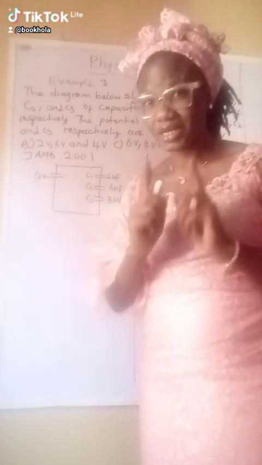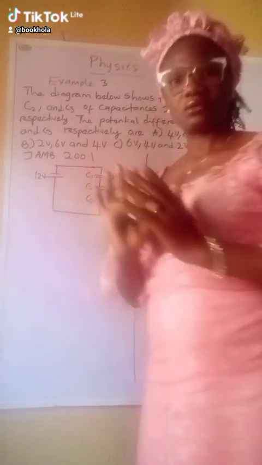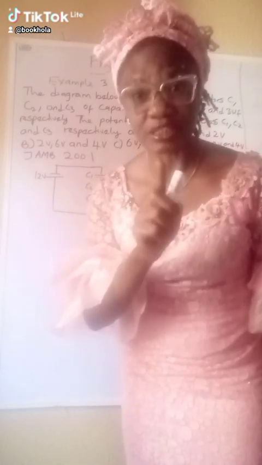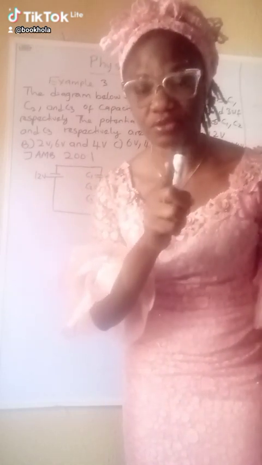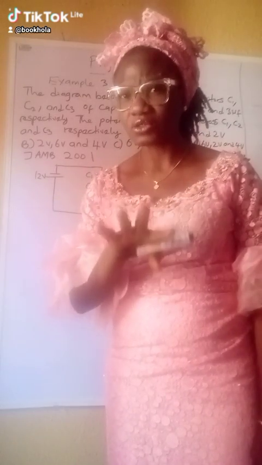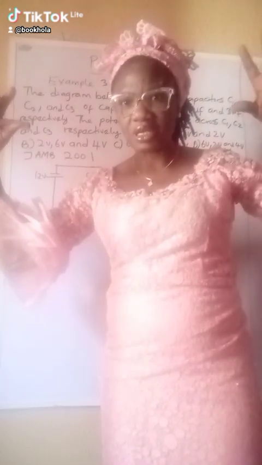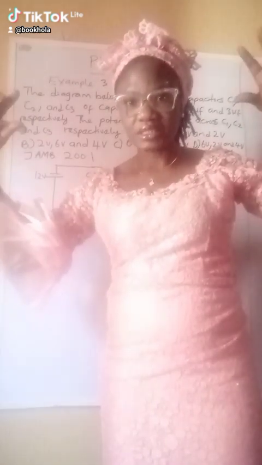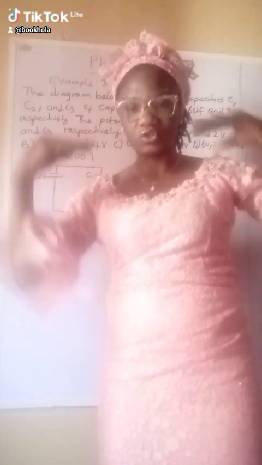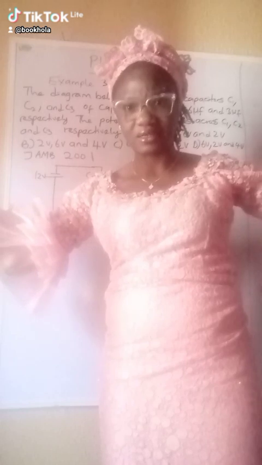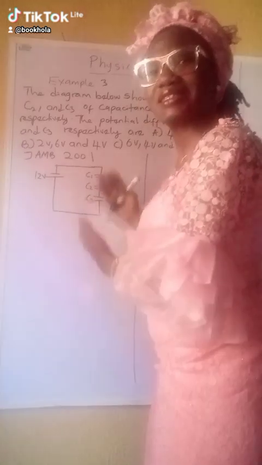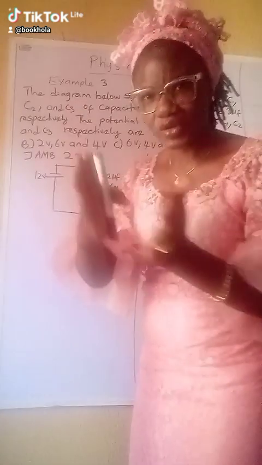Now, looking at the diagram, it looks like a parallel arrangement. It is not a parallel arrangement of capacitors. It is actually in series. If it were a parallel arrangement, the three capacitors are supposed to meet at this end, showing that they are on top of each other. There should be a connecting point at this end. But if you look at what we have, there's nothing like that. So it means that this is a series arrangement.